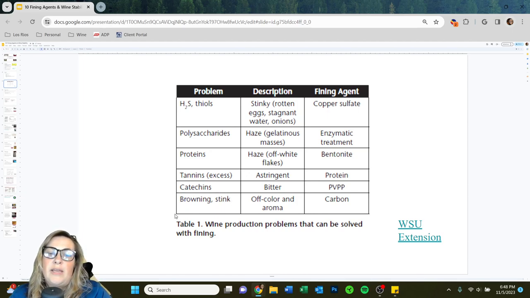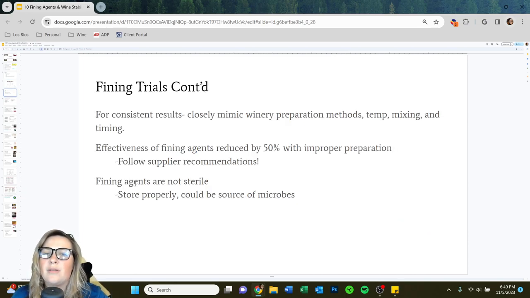And then if you have browning or just stink in your wines, any off colors and aromas, you can use carbon. As we talked about before, carbon is very severe and can remove some of the positive things as well. That's why it's important that you add the smallest amount possible to achieve your results, because you can start pulling out positive things from the wine as well.